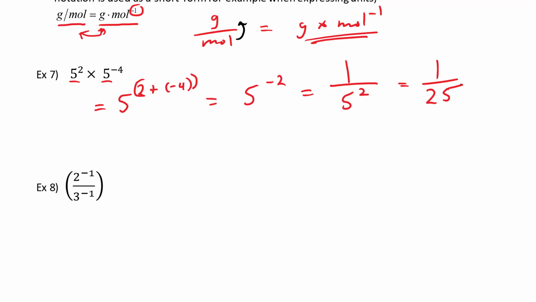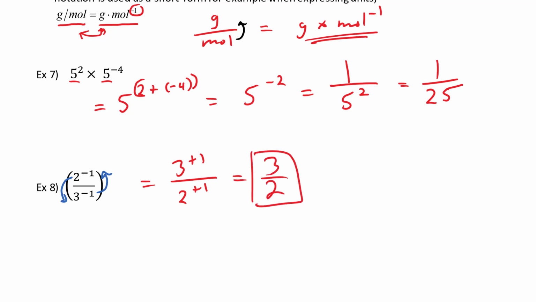Example 8 here. Well, I want to make the 2 to the minus 1 a positive exponent. I bring that down to the bottom. Notice here I have 3 to the minus 1. I want to make that a positive exponent that comes up to the top. This gives me 3 to the positive 1 over 2 to the positive 1, which gives me 3 over 2.